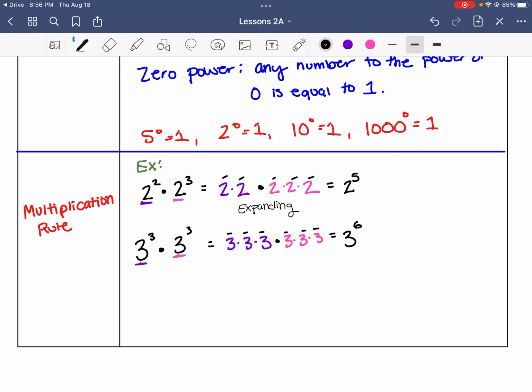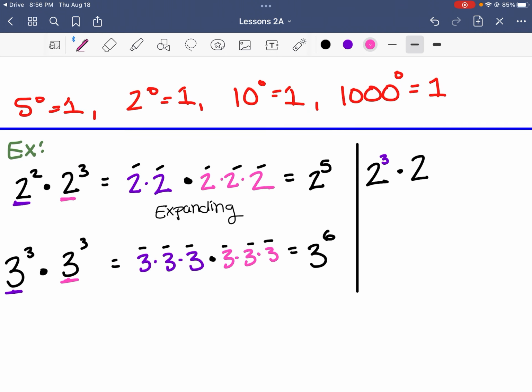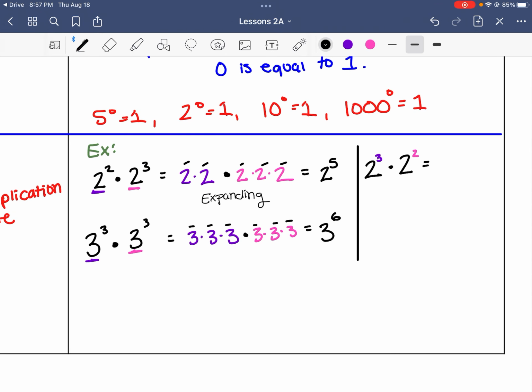So can we somehow find a connection? Right here, we had 2 to the 3rd times 2 to the 5th. Or let me color code this real quick. We had 2 to the 3rd times 2 to the 2nd. Oops, I accidentally wrote it backwards, but you get the gist. And at the end, we got 2 to the 5th.